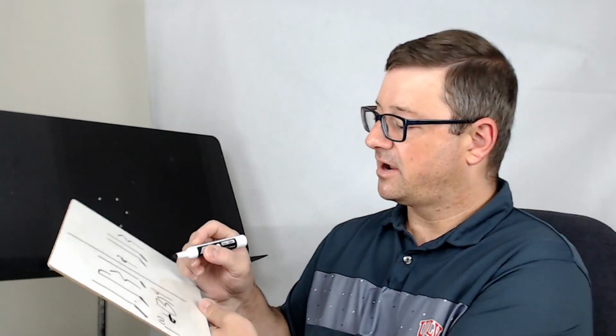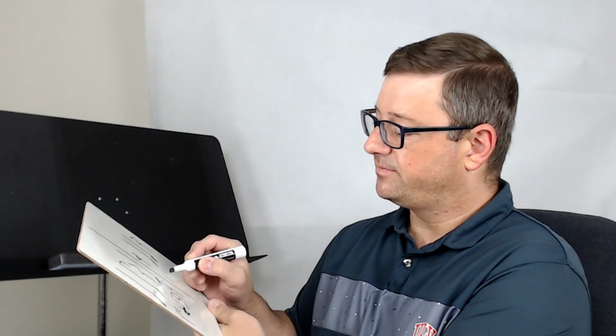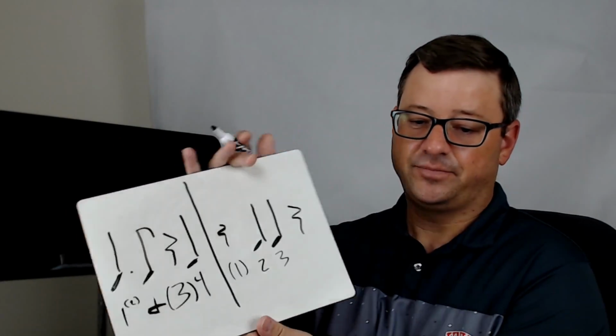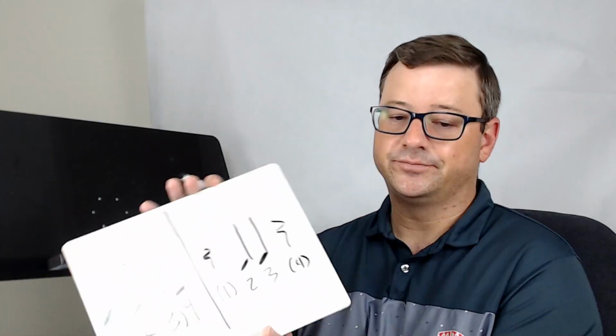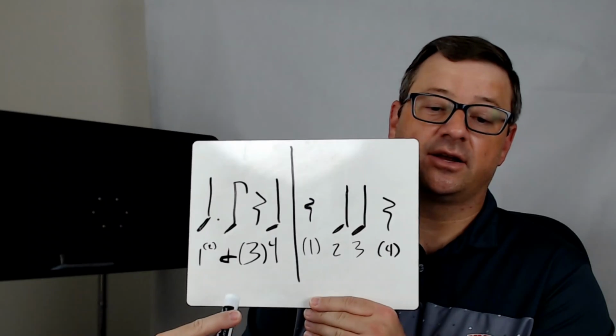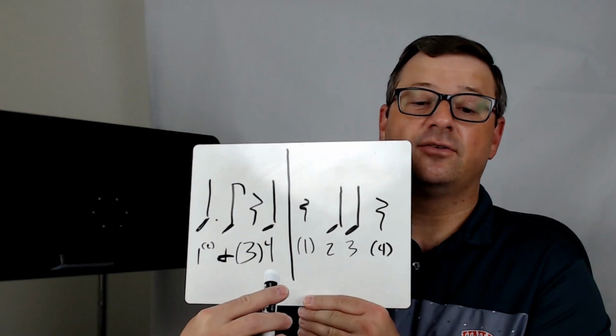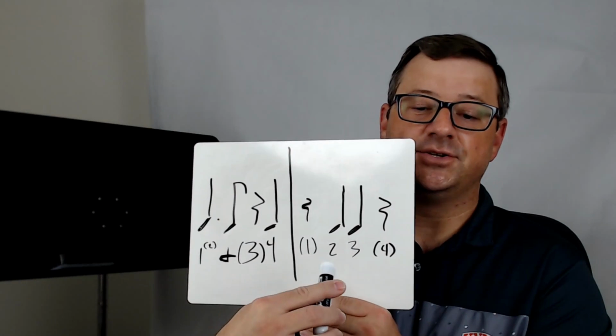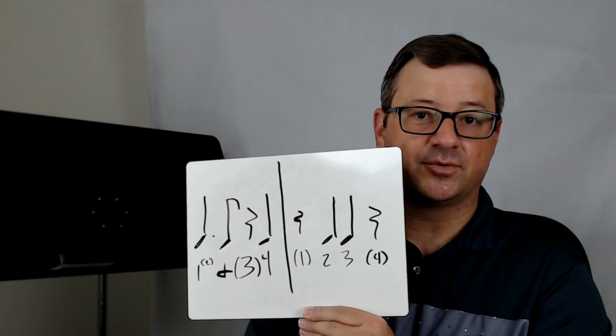Now, remember count 1 is always in the beginning of the measure, but because it's a rest, it doesn't make a sound, so we're going to put parentheses around it. And then we have 2, 3. The notes are on count 2, 3, and then the rest is on count 4. So when we put it together, it goes 1 and 4, 2, 3. 1 and 4, 2, 3. That's the rhythm of the clave.